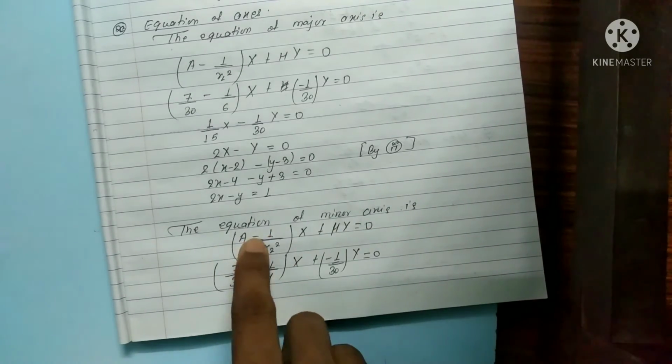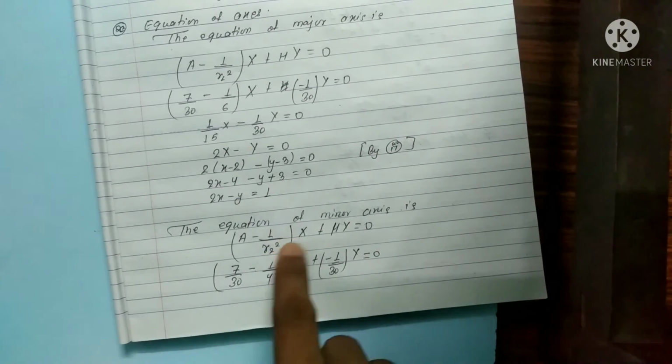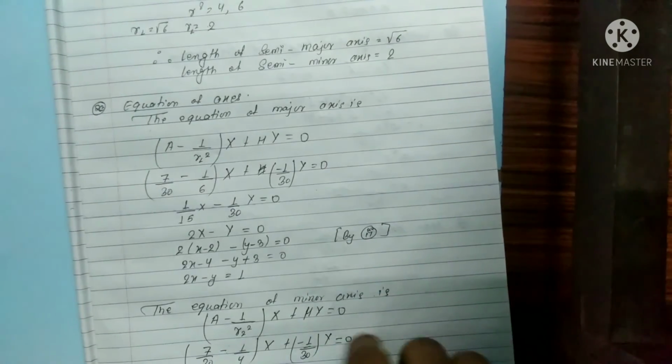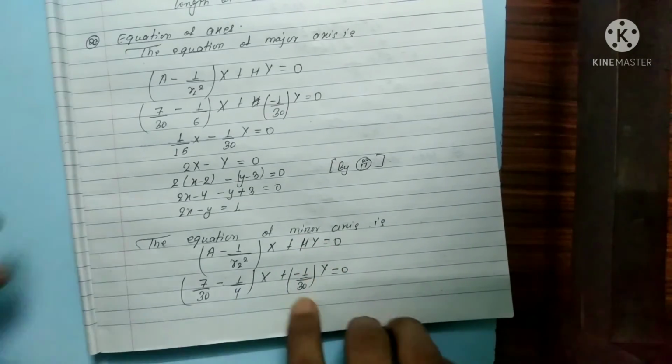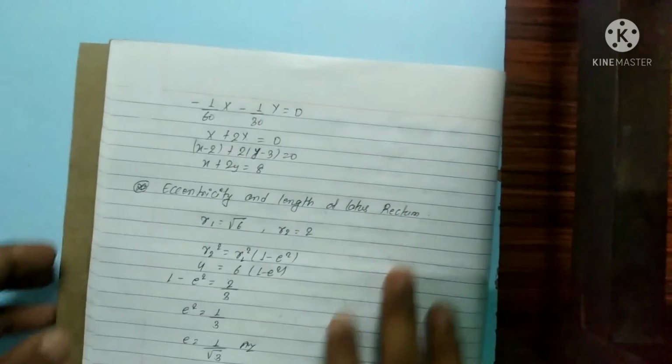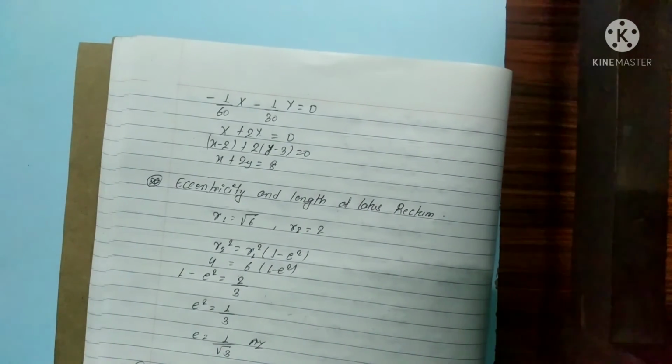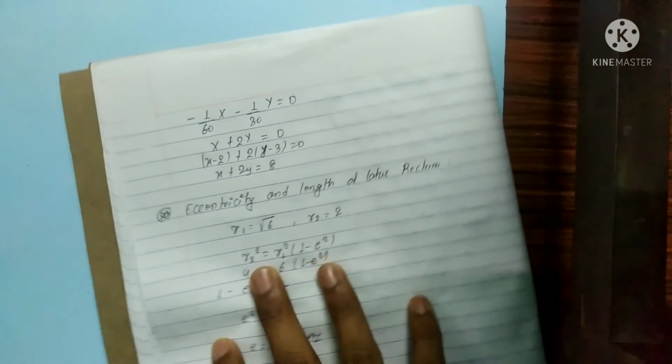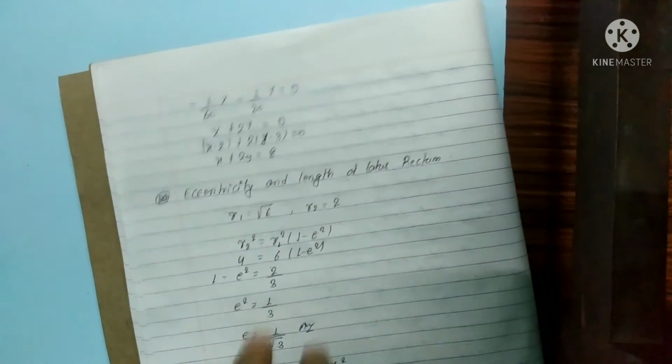And the equation of minor axis is 1 minus 1 by r2 square into x, and the value r2 is equal to minor axis. So the equation we found, and we will write the value of minus 1 by 30. 1 minus 1 by 60 into minus 1, which we found the value. We found the equation x plus 2y.